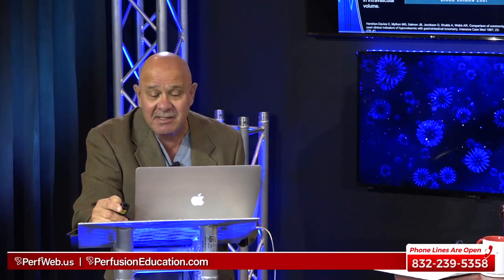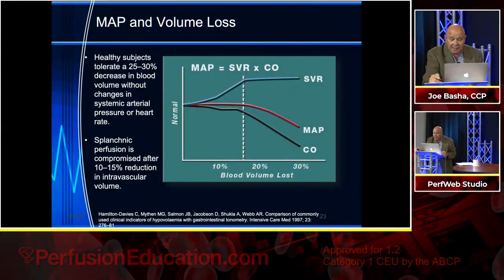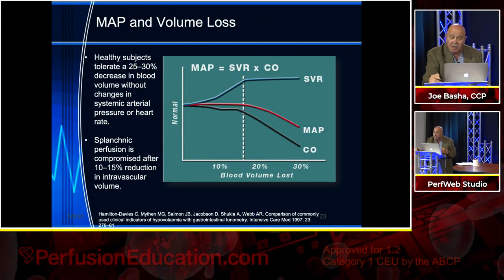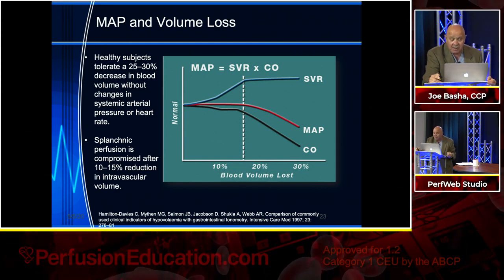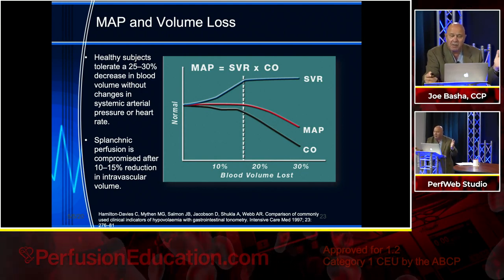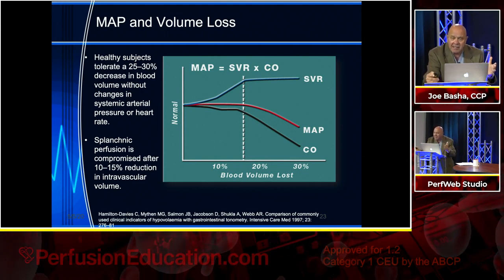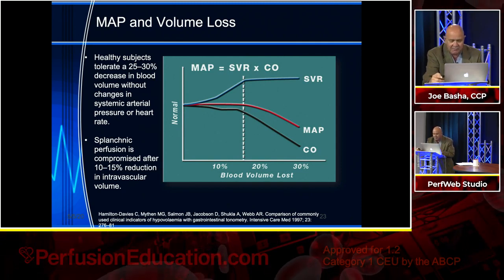But look at what happens to the SVR. It really cranks up there very quickly, and that's an important thing to understand too. The cardiac output is falling, the mean arterial pressure is staying the same, but the SVR is climbing to compensate for it, making the compartment smaller, making the tank smaller. That's very important again.